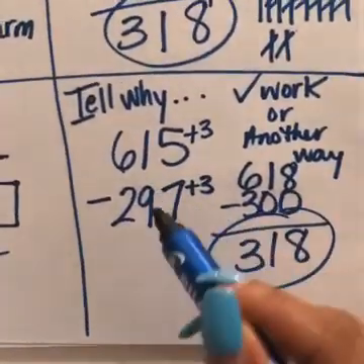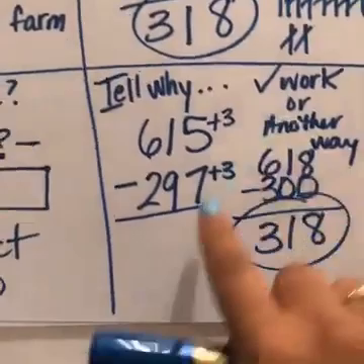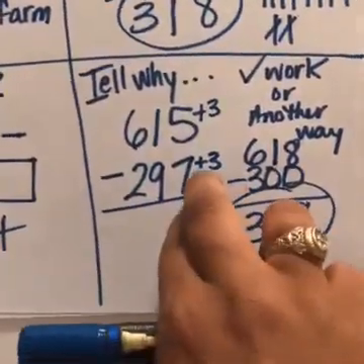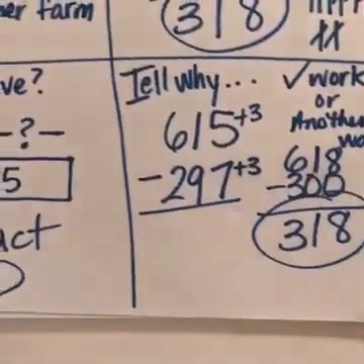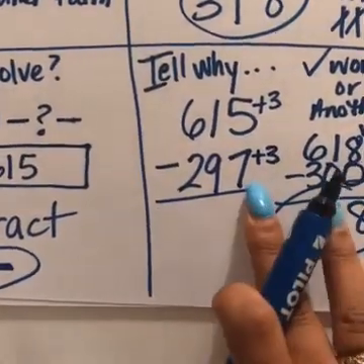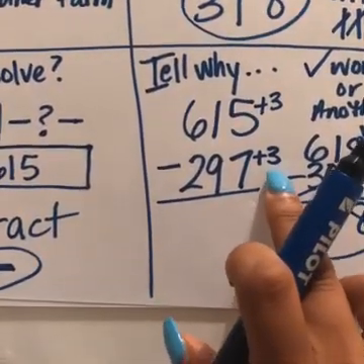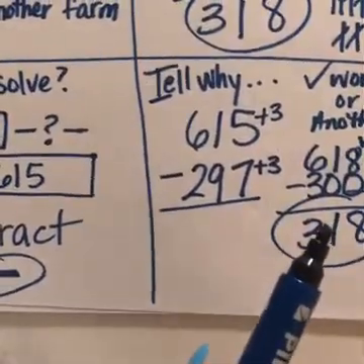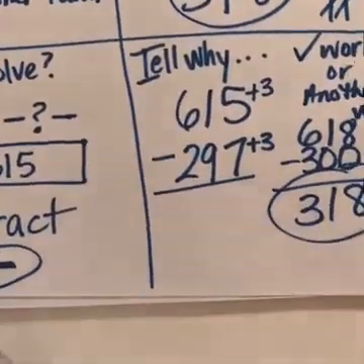So again, this is called compensation. And all you're doing is you're compensating. You're moving numbers around to make it easier for you. And that's okay, because you're still going to get the same answer as long as you do the same thing here as you did here. Okay. It's almost like you're doing this.